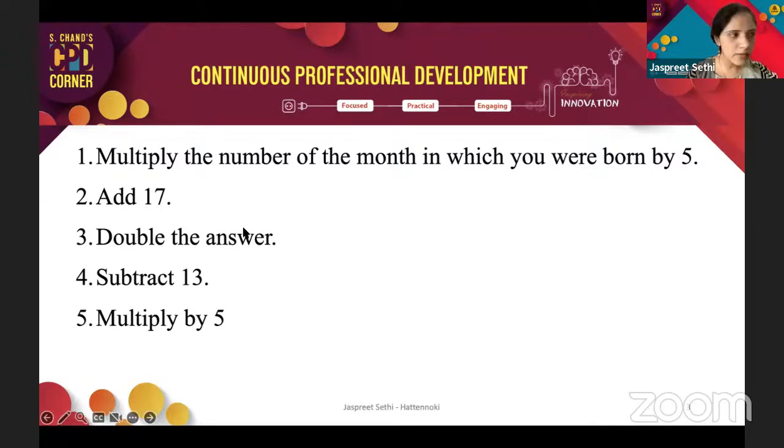Double the answer. Doubling the answer means whatever you've received, either multiply by 2 or add with the same result that you got after you added 17. Subtract 13. Next step, multiply that result with 5. There are 5 more steps to go. So you took your month's birthday, multiplied with 5, added 17, doubled the result, subtracted 13, multiplied with 5.